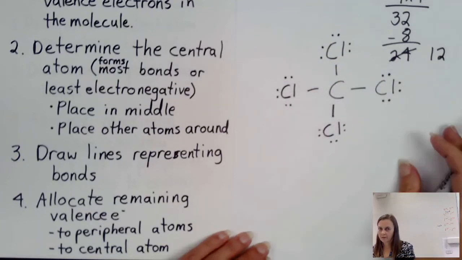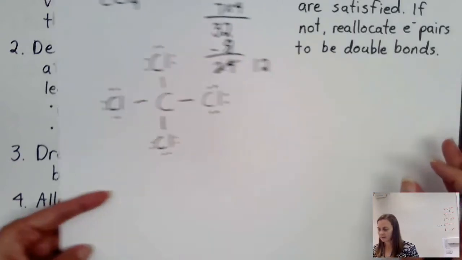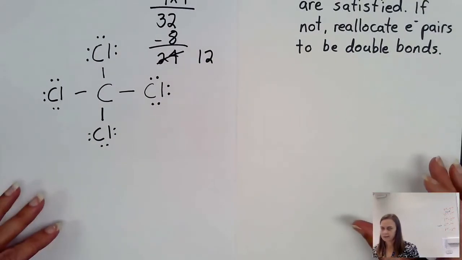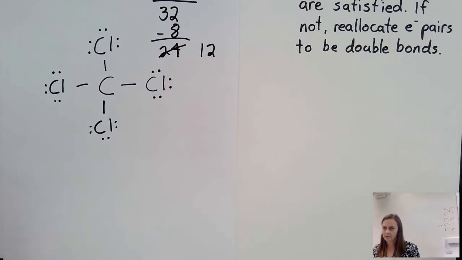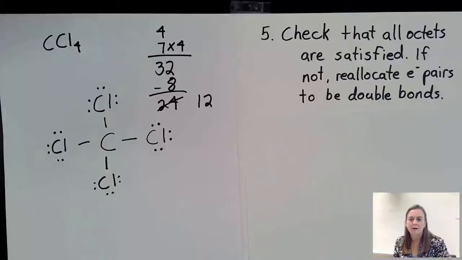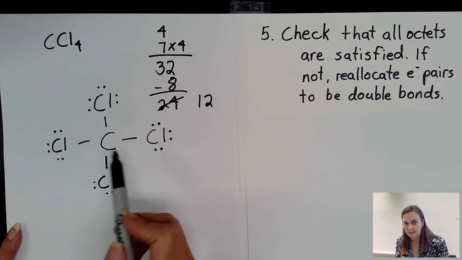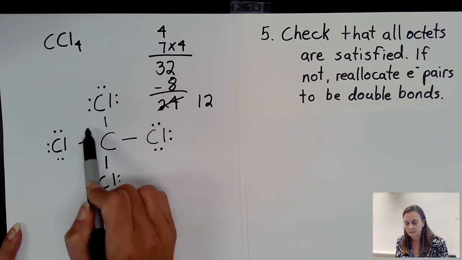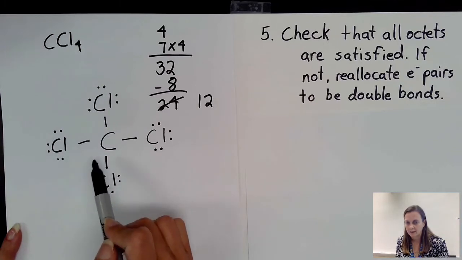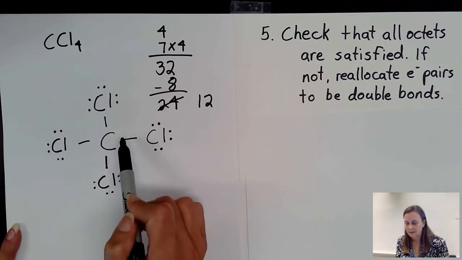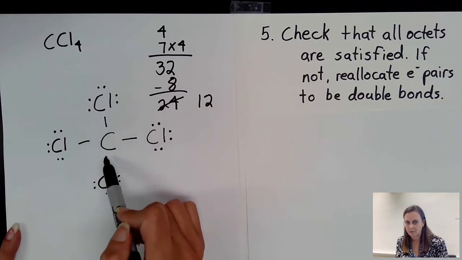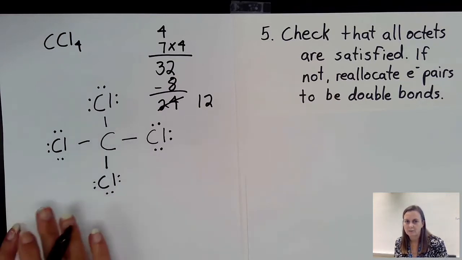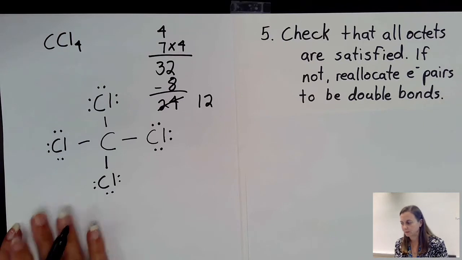Okay, so now my last step is that I am going to check that all the octets are satisfied. And if not all octets are satisfied, I'm going to reallocate electron pairs to be double bonds. So, if all of the octets are satisfied, as they are in this particular example, then I don't need to reallocate anything. We can see that each chlorine has 8, and the carbon has all 4 shared pairs, which gives it 8. So in this particular example, we're done.